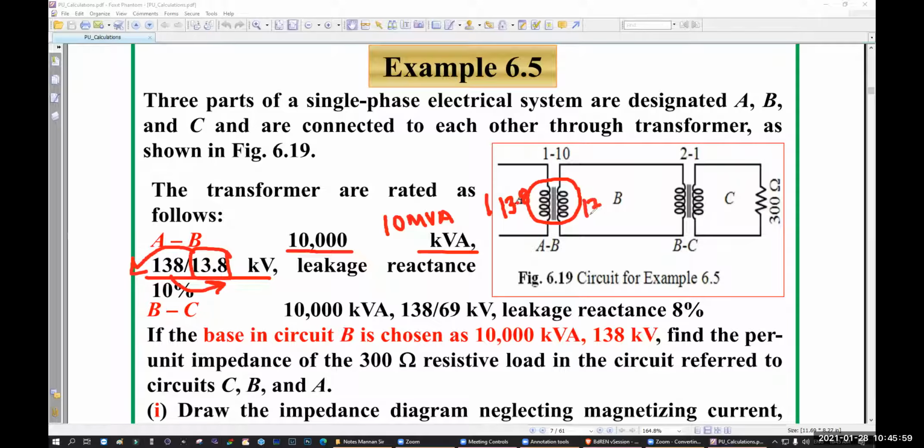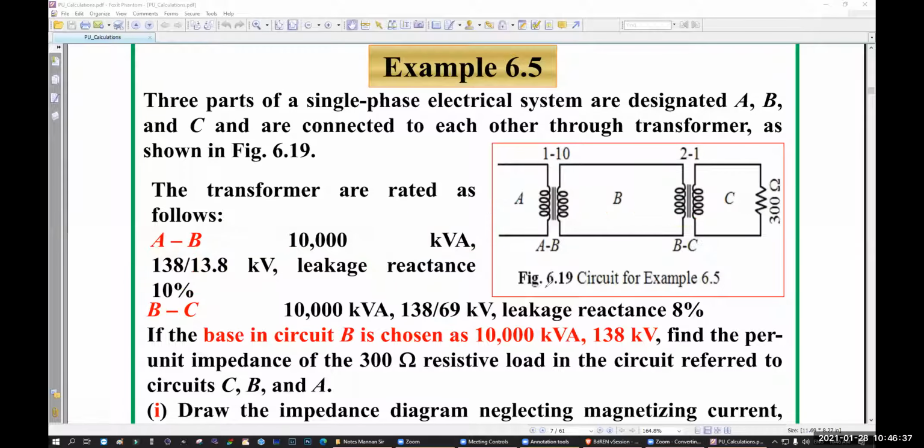This one is 138. Sir, 1:10 is written above. Yeah, 1:10. That means here you have 1, here you have 10, that means 10 times. So this one is 13.8, this one is 138. Then here the voltage is still 138, right? Because whatever the voltage you have here, that voltage will be here as well, because it is the same line. Then it will be step down, B to C. Here the voltage will be 138 to 69. Again, 2:1 is written, right? Understood?